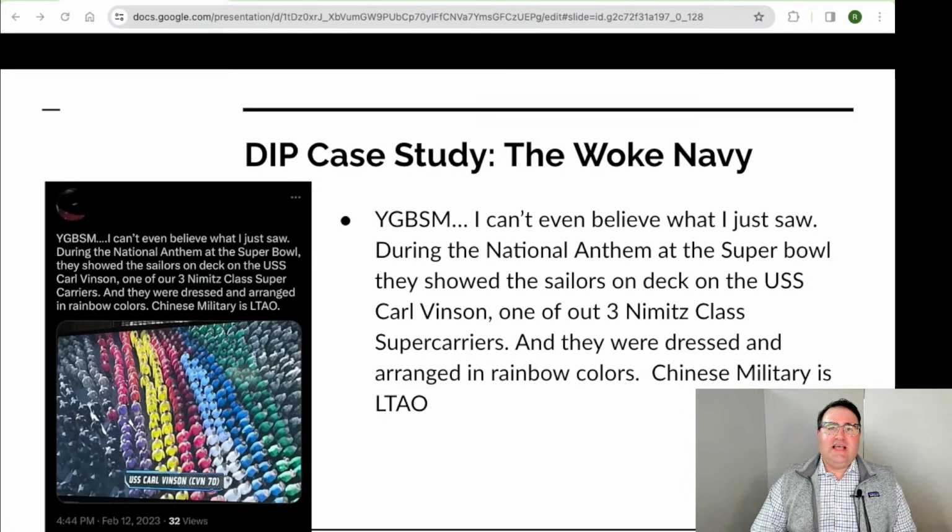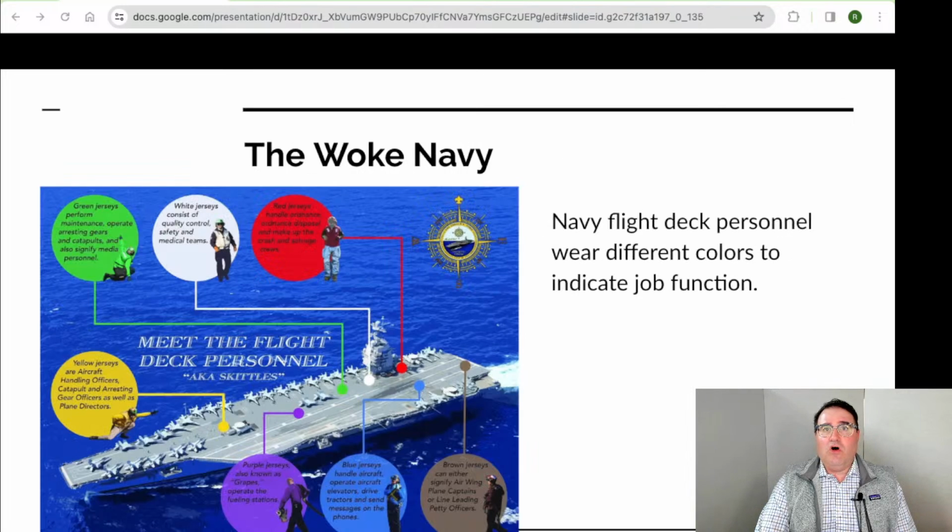And this said, I can't even believe what I just saw during the national anthem at the Super Bowl. They showed the sailors on the deck of the USS Carl Vinson, one of three Nimitz-class supercarriers, and they were dressed and arranged in rainbow colors. The Chinese military is LATO. I guess that means laughing at us. Now, here's why this is wrong.